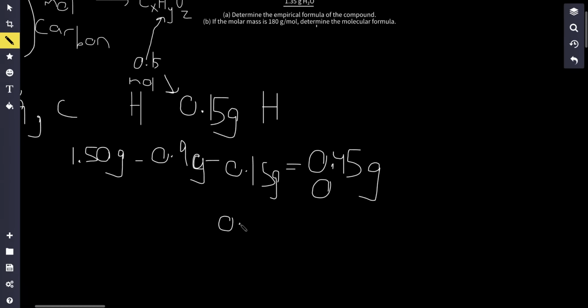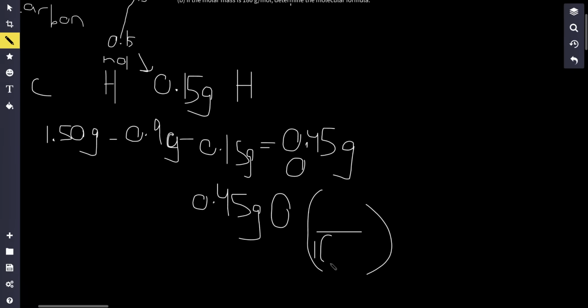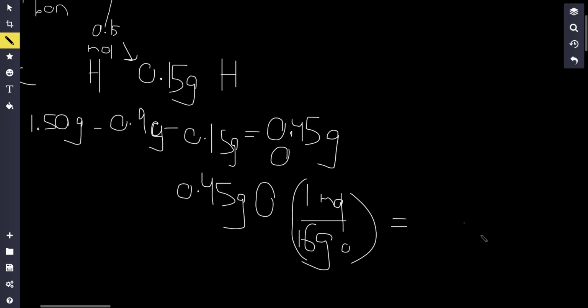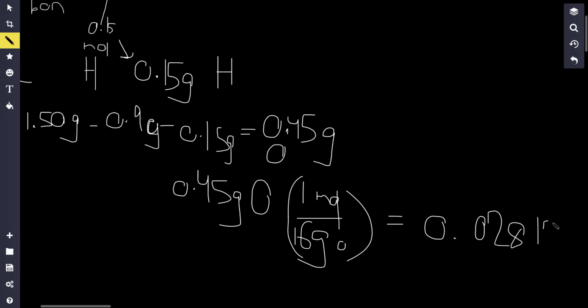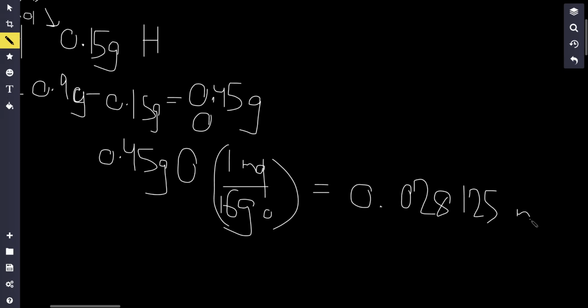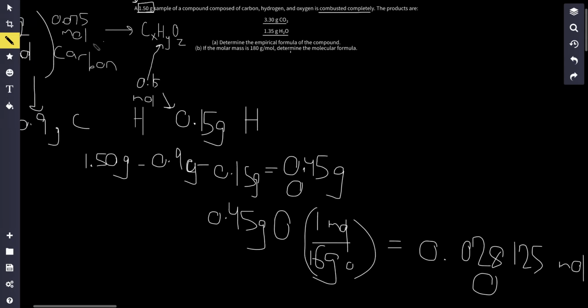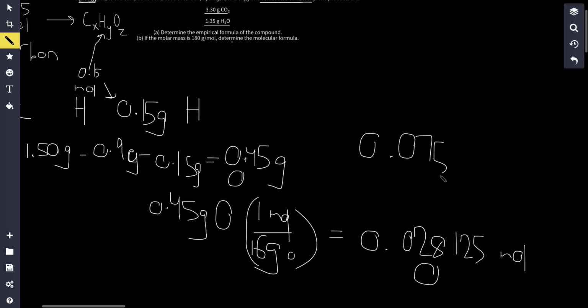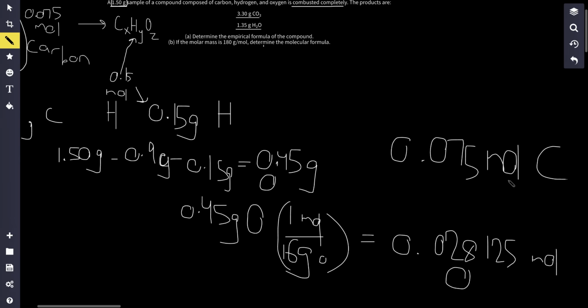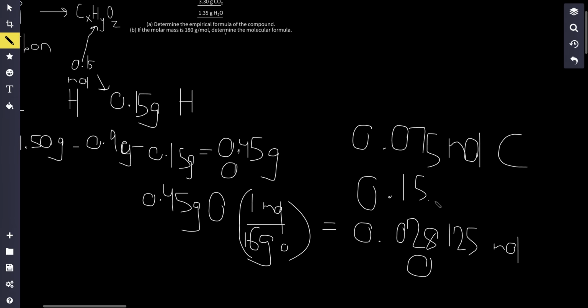For the grams of oxygen, you could say that for every 16 grams of oxygen, that's the same thing as 1 mole. So do that. We're going to get 0.028125 moles of oxygen. Okay, so here's what we have. We know that we have 0.075 moles of carbon. We know that we have 0.15 moles of hydrogen.